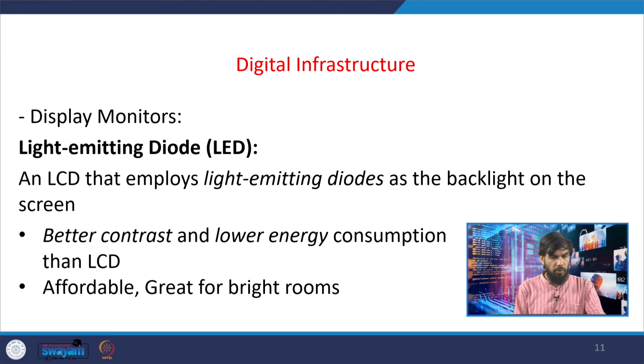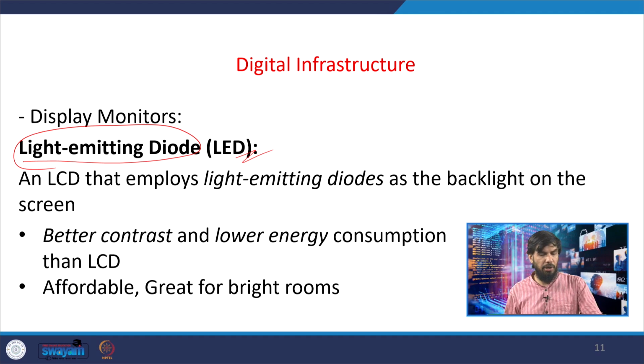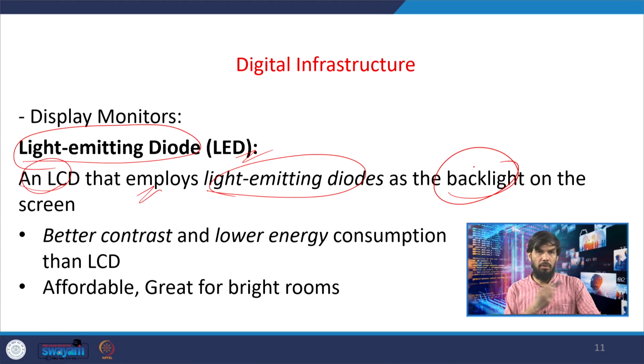Moving on, the next one is light emitting diode, or LED screens. LED is the common term that is typically used, right. This is also an LCD. The only difference is that LED employs light emitting diodes as the backlight. In the case of LCD, fluorescent tubes were used as the backlight, but here the fluorescent tube is replaced with light emitting diodes as the backlight option. So otherwise LED is also an LCD; only the backlight technology is changed.